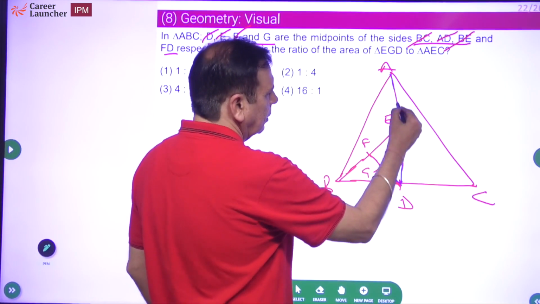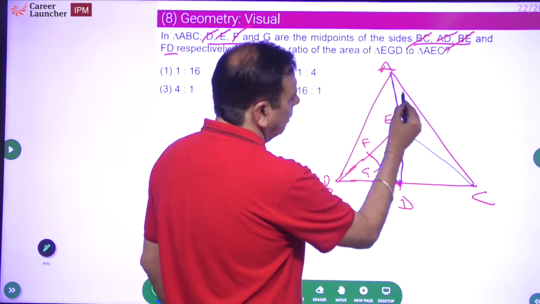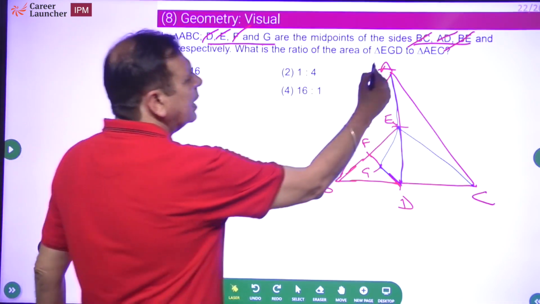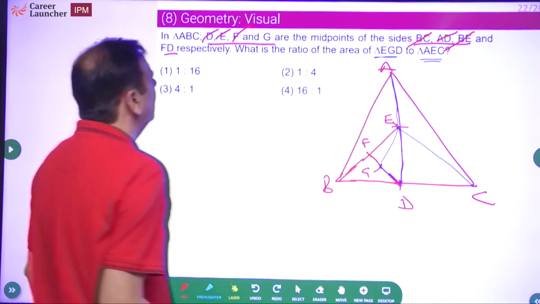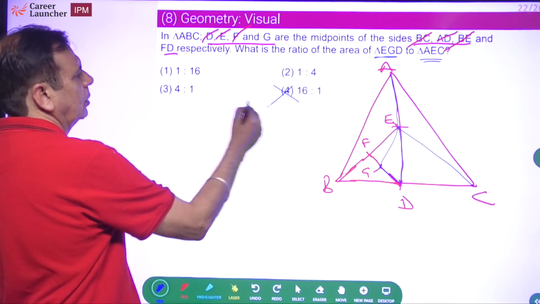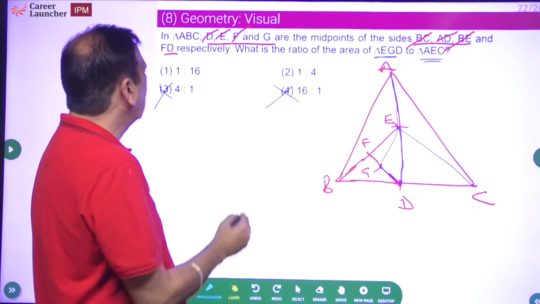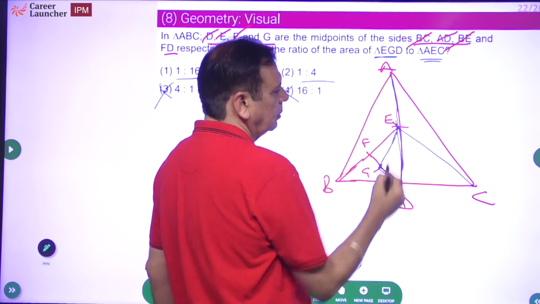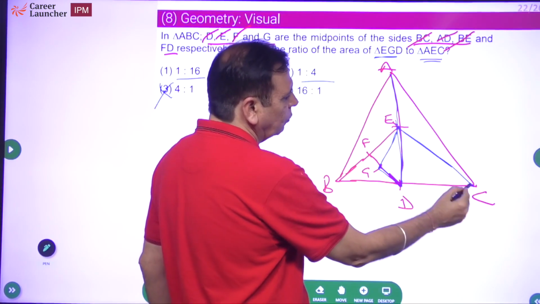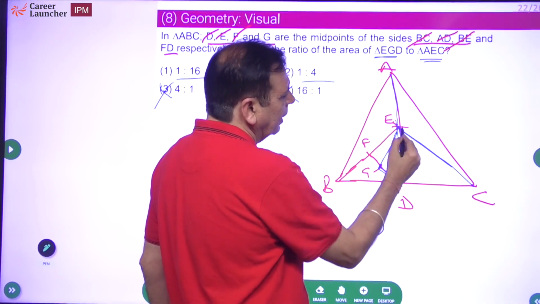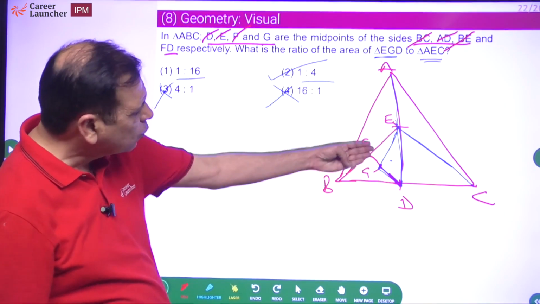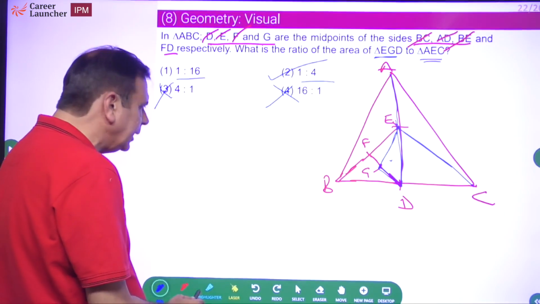AEC is, right. Look at the figure and tell me. First of all, EGD should be less than AEC. Wrong choice. Wrong choice. Now what are the options? 1:16 or 1:4? Look at this one. This is 50%. This is 1/4 of that. And how many of these will fit in this? It cannot be 1:16. It has to be 1:4. Visual inspection of data is all you need to look at.